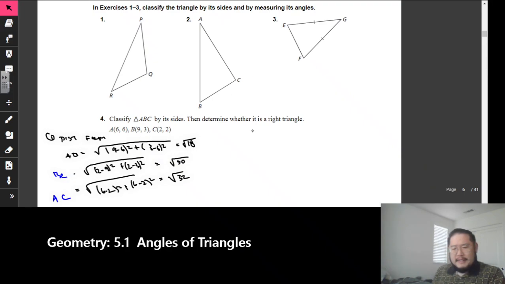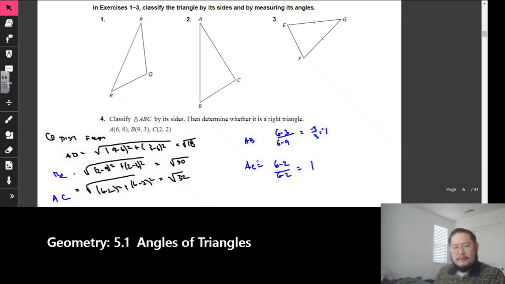Let's find the slope. We could have A to B, the slope of that. Let's say 6 minus 3, and then 6 minus 9. Remember, y2 minus y1 over x2 minus x1. So right there, for A to B, we have a slope of negative 1. Okay, so there's our slope for A to B. For A to C, let's go ahead and find the slope for that. We have 6 minus 2 over 6 minus 2. That right there has a slope of 1.